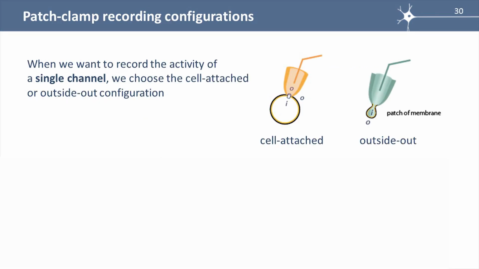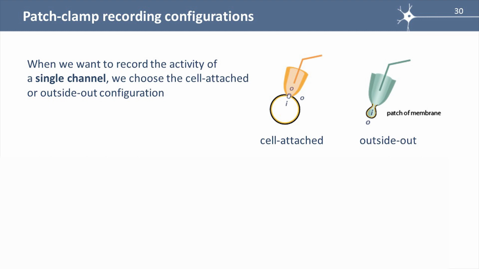How do we record electrical signals from neurons? We use electrodes that we also call pipettes. Here, they are shown in cross-section. These are glass pipettes filled with an ionic solution which conducts electricity, and inside the pipette is inserted a metal wire with which we record the signal. A neuron is represented here as a round cell. When we want to record the activity of a single channel, we choose the cell-attached or the outside-out configuration.